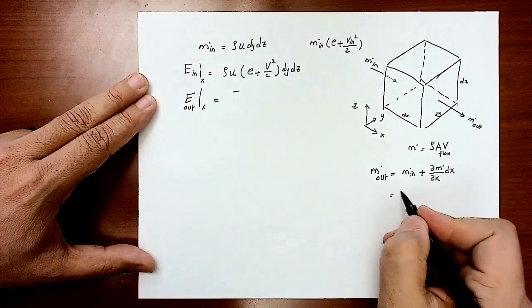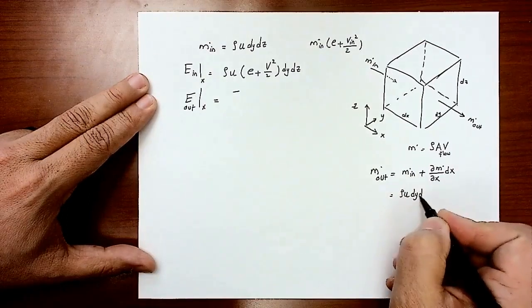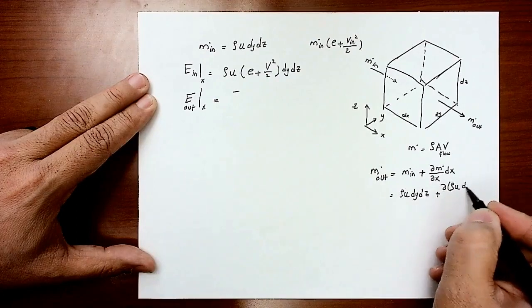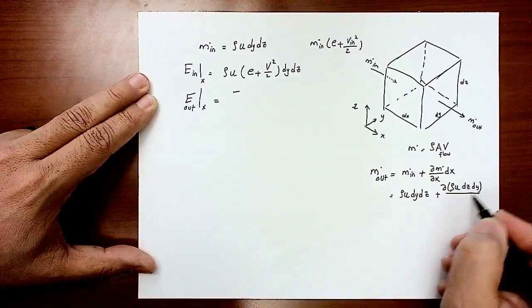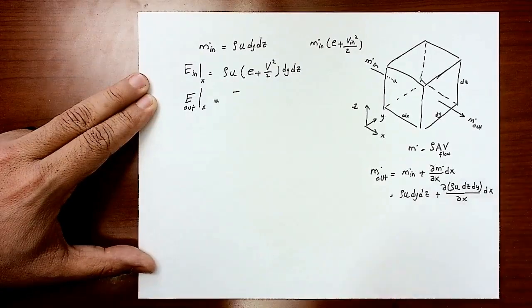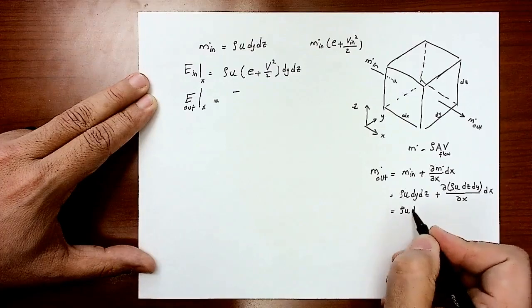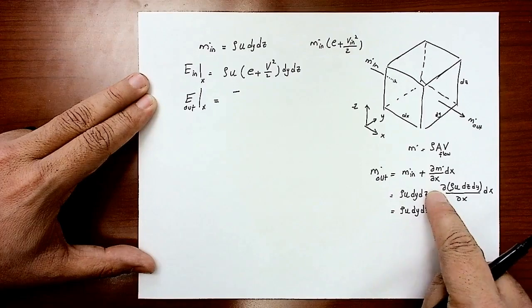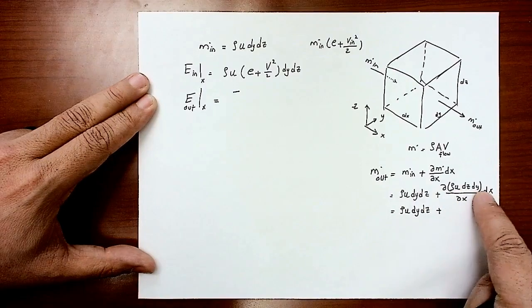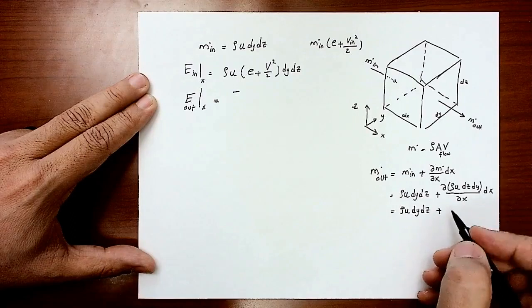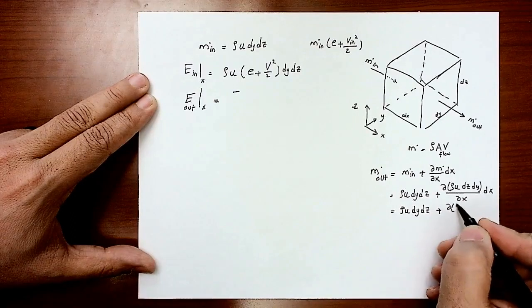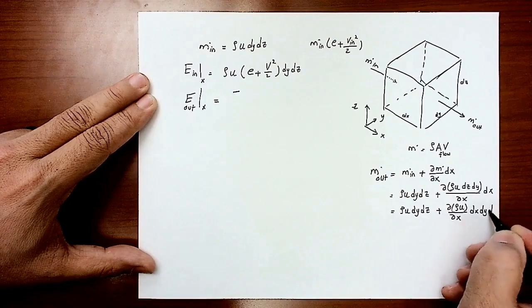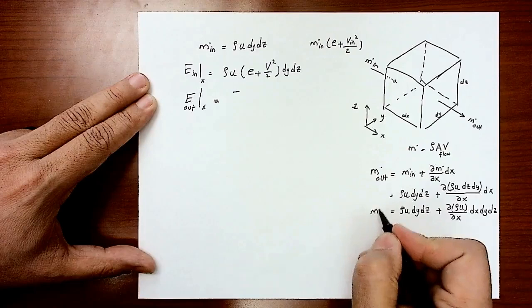So if the mass flow rate in is simply rho u dy dz, this should be partial of rho u dy dz by partial x dx. So this will be rho u dy dz plus this term here. I'm taking the derivative for density times velocity times dy dz. dy dz is not going to change with x. So I'm going to end up having partial rho u by partial x dx dy dz. So this is the mass flow rate out, right?